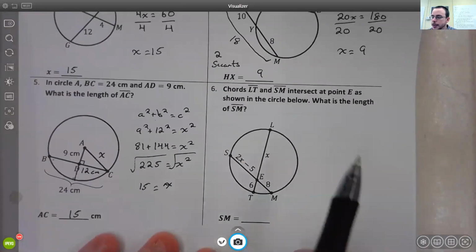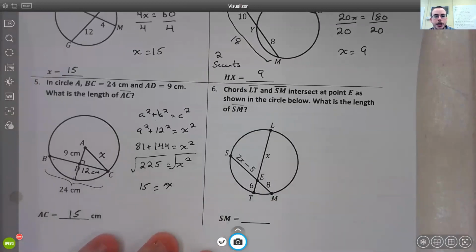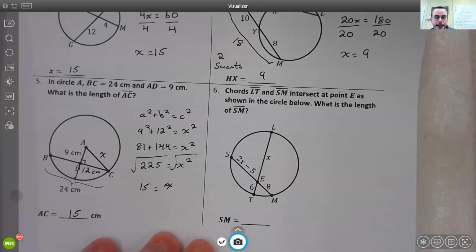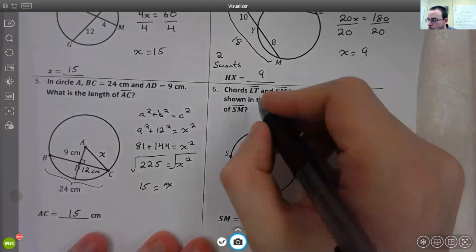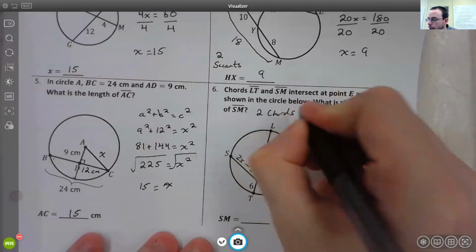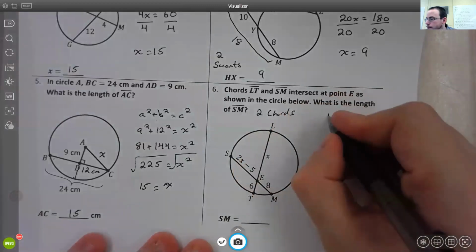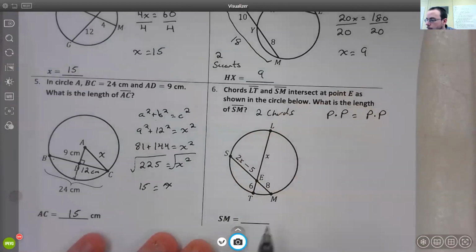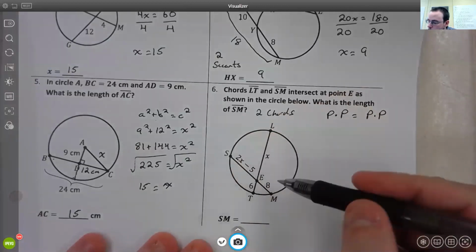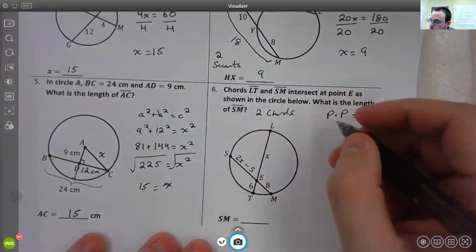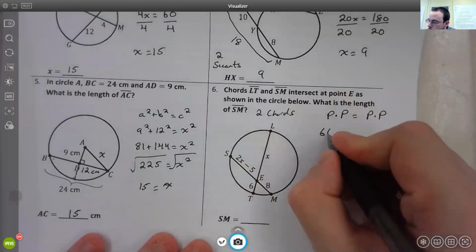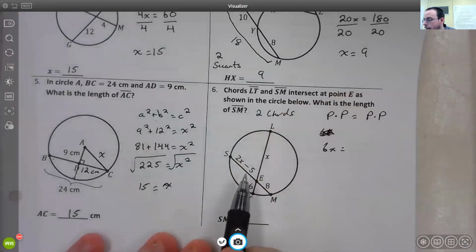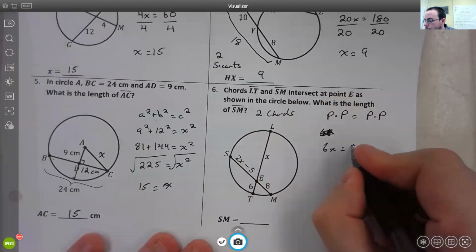And then number 6, it says chords LT and SM intersect at point E, as shown in the circle below. What is the length of SM? So this is a situation with two chords. So we take the part times part equals part times part. So our first segment here I'm going to use is the LT one, which is 6 times x. So 6x. And then I'm going to take 2x minus 5 times 8.